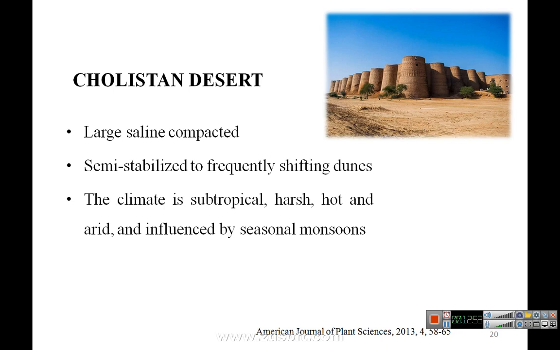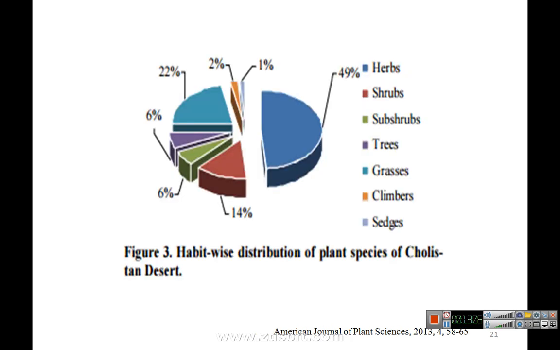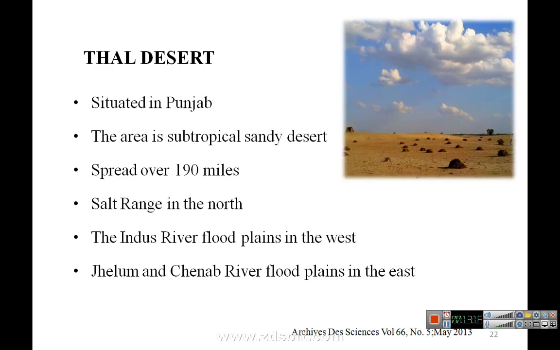Cholistan desert has large compacted, semi-stabilized to frequently shifting dunes, and the climate is subtropical, harsh, hot and arid, and influenced by seasonal monsoons. So these are the different percentages of different plant species. You may see it on your own by pausing this video.